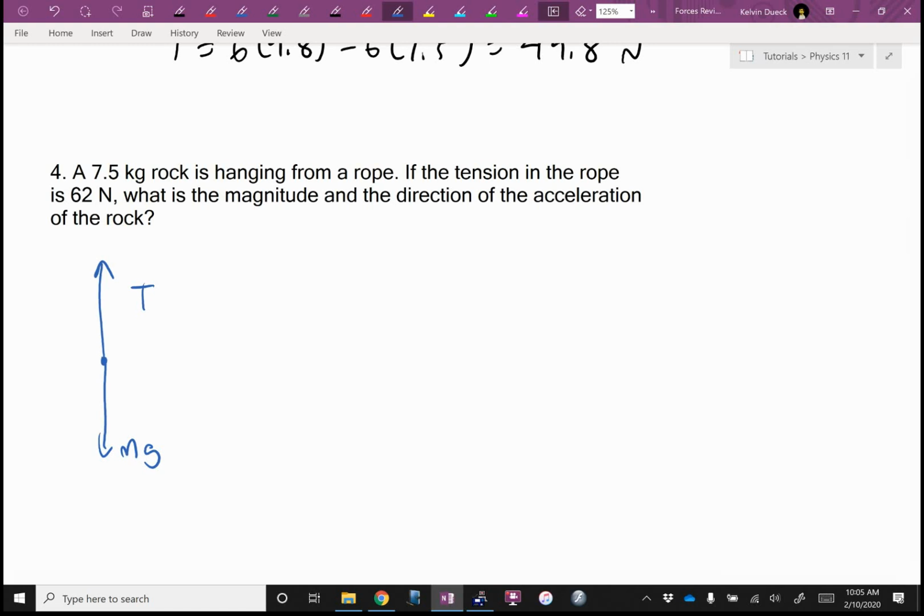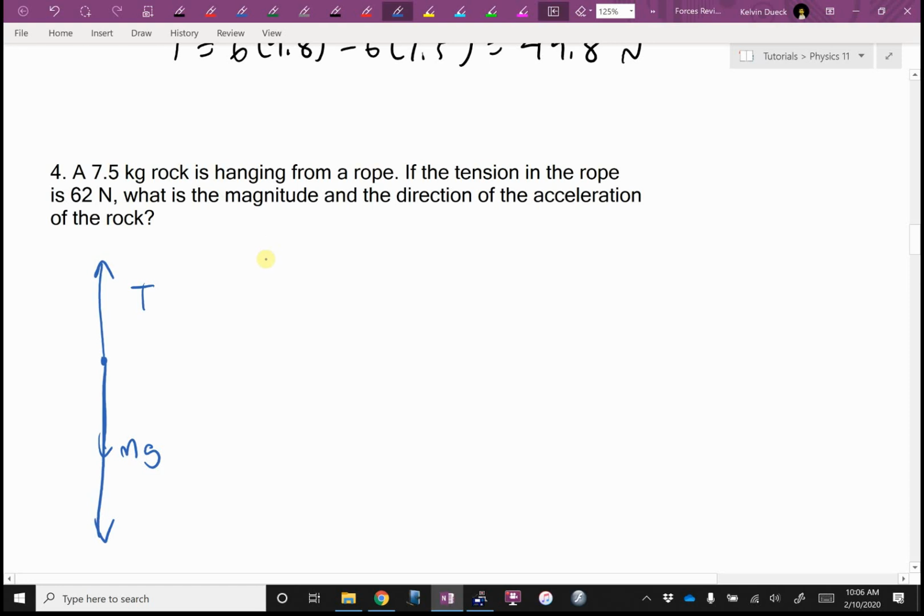7.5 by 9.8. First of all, how big is tension exactly as a number? 62. Remember that. How big is mg? Crunch it. Figure out how big mg is. 73.5. How big is tension? 62. How big is mg? Who's winning? I might even write that down now just to remind myself that I figured that out.